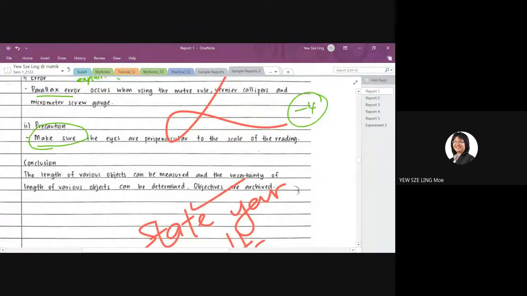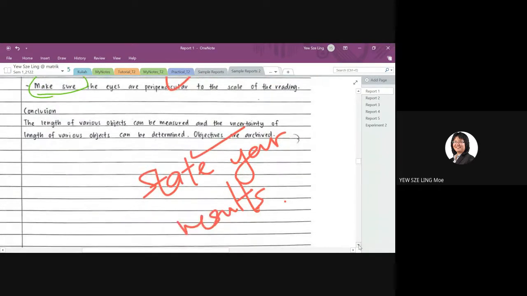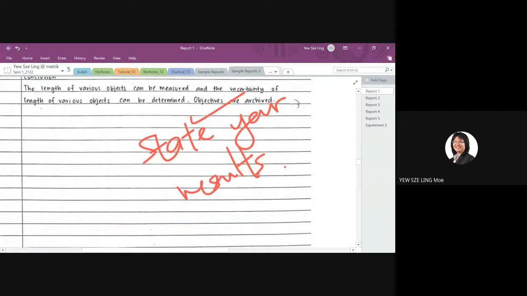conclusion, people have already forgotten what the result is. That's why you need to restate it in your conclusion. Make it a habit. Restate your answer in the conclusion as proof that objectives are achieved, as proof that you have successfully carried out this experiment, and also as a reminder to the readers of what you were doing, what the experiment was. So make it a habit to state the results in the conclusion.